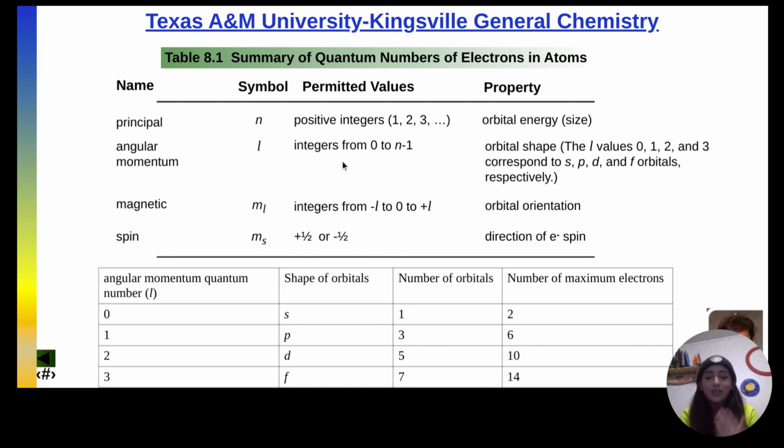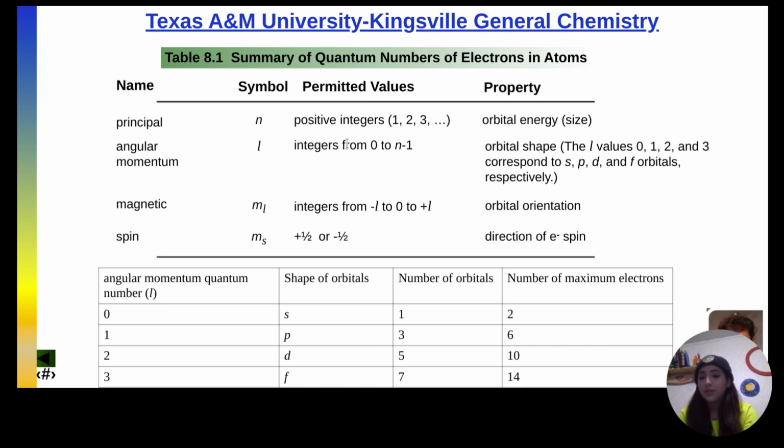But so integers from 0 to n minus 1, and the property of that is our orbital shape. So the values of l, 0, 1, 2, and 3 correspond directly to s, p, d, and f orbitals, respectively. So 0 is s, 1 is p, 2 is d, 3 is f, and so on.